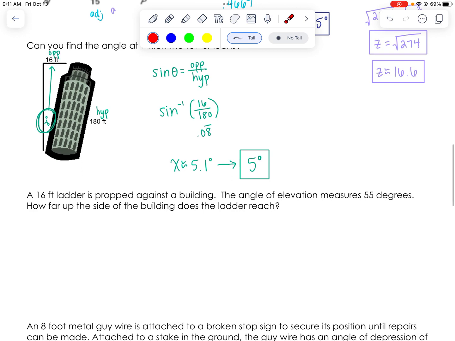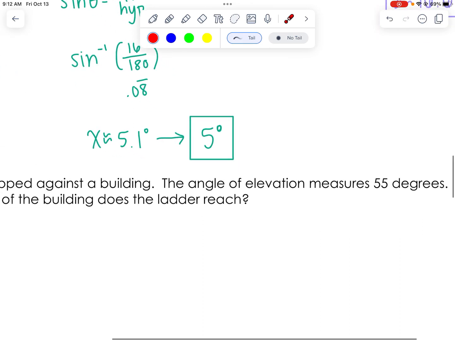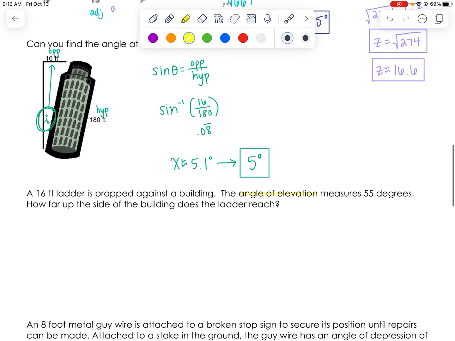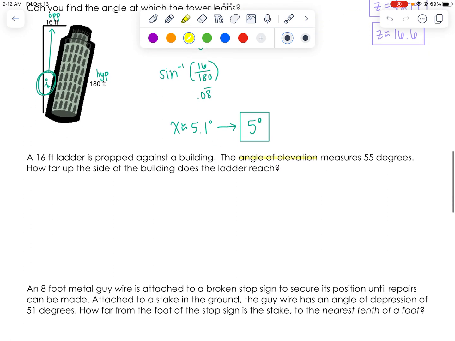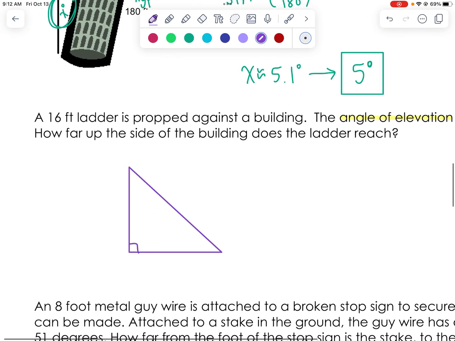Let's take a look at some more word problems. It says that a 16-foot ladder is propped against a building and the angle of elevation measures 55 degrees. How far up the side of the building does the ladder reach? Okay, I know that I'm going to have a right triangle. It talks about a ladder leaning against a building. That ladder is 16 feet long, so that 16 feet would go on the hypotenuse.